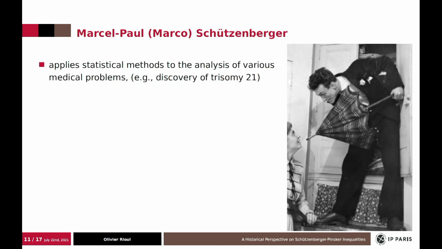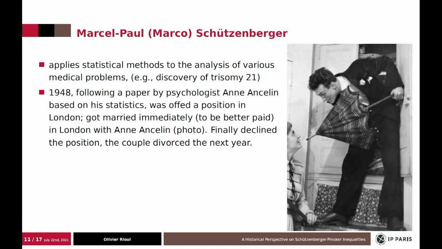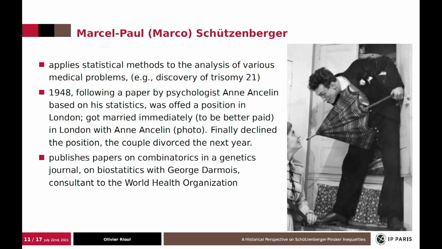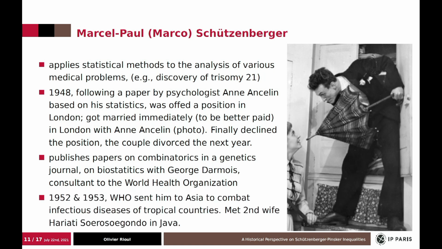He also applied statistical methods to the analysis of various mathematical problems. He's one of the contributors to the discovery of trisomy 21. And in 1948, based on his statistics, a well-known psychologist, Anne Ansley, was giving a presentation, and from that statistic, he was offered a position in London, and then he went to London, and he said he would be better paid if he were married, and therefore he got married immediately in London with Anne Ansley, and this is actually a photo of their marriage. Okay, and finally he declined the position, and the couple divorced one year later. He was still publishing papers on combinatorics, on biostatistics with Georges Darmois. He was also a consultant of the World Health Organization, which sent him to Asia to combat infectious disease in tropical countries, in particular Indonesia, where he met his second wife.